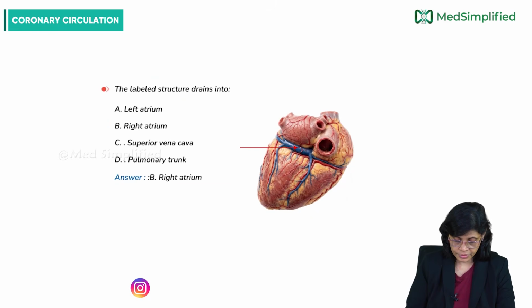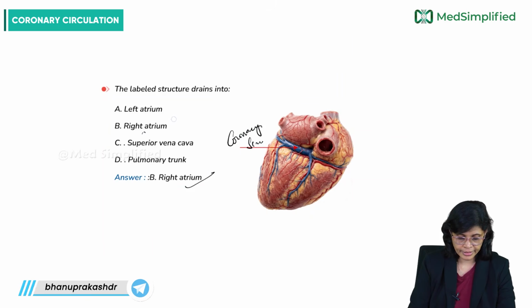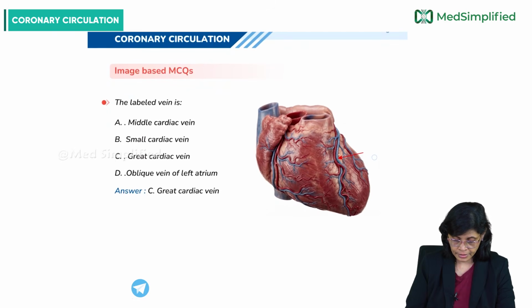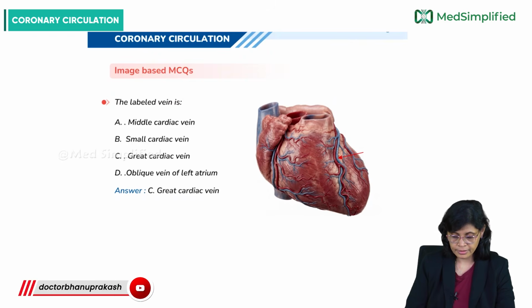The labeled structure drains into. The labeled structure is nothing but the coronary sinus. And where does it drain? It drains into the right atrium. So B is the right choice. The labeled vein here, you can see it running in the anterior interventricular groove. So this is the great cardiac vein.